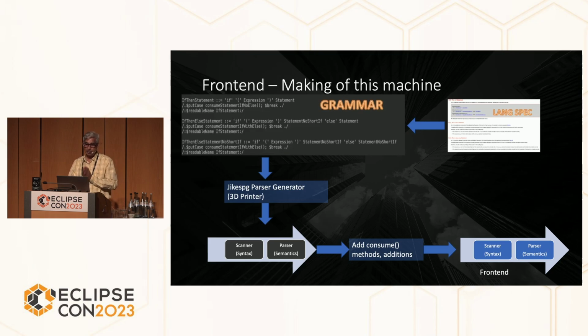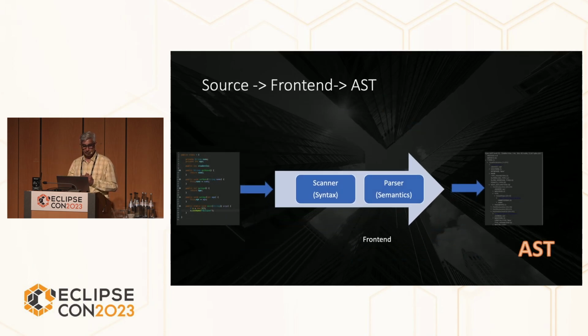Then we have something called a parser generator, something like a 3D printer, which would give us the basic backbone of creating the front end, which is the scanner and parser. And then we add our consume functions to create a tree, to write whatever we want there. It may not be as simple as it sounds, but in principle, this is how we create this intermediate machine, and then we have the front end for you. And then we'll create the AST.